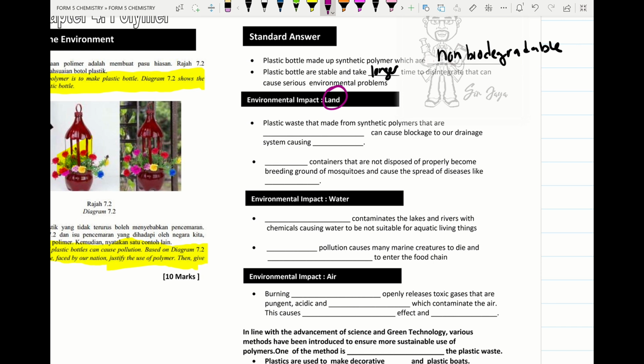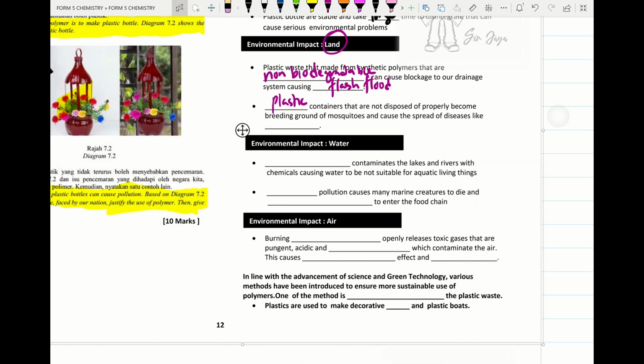The plastic waste made up of synthetic polymer that is non-biodegradable can cause blockage to our drainage system, and this can cause flash floods. Next, plastic containers that are not disposed of properly can become a breeding ground for mosquitoes and can cause the spread of diseases like dengue.